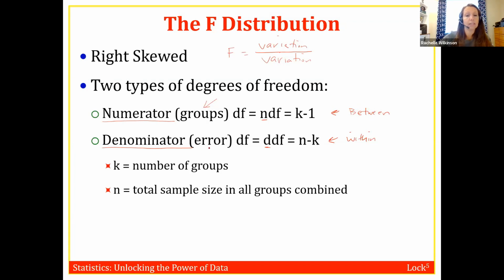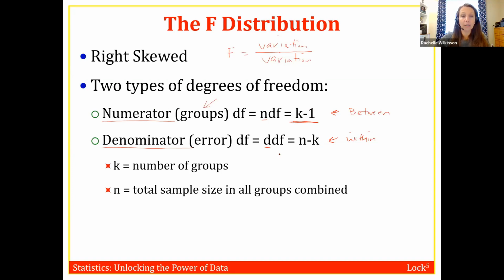Denominator degrees of freedom is the same thing as the error degrees of freedom, which is the same as the within group degrees of freedom. Okay, so let's look at how to calculate these degrees of freedom. For the numerator degrees of freedom, it's going to be k minus 1. And k is the number of groups that are being compared. So however many groups you're comparing, that number minus 1 is the numerator degrees of freedom.